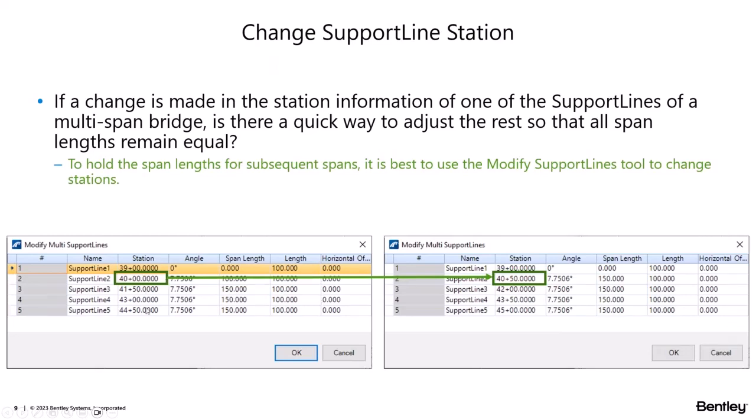You can change any value in this station field right here. It'll hold the span length and adjust all of the subsequent stations here. So what I did is I changed my station for support line 2 from 40 plus 00 to 40 plus 50. Then you'll notice that added 50 to the other 3 support lines here.